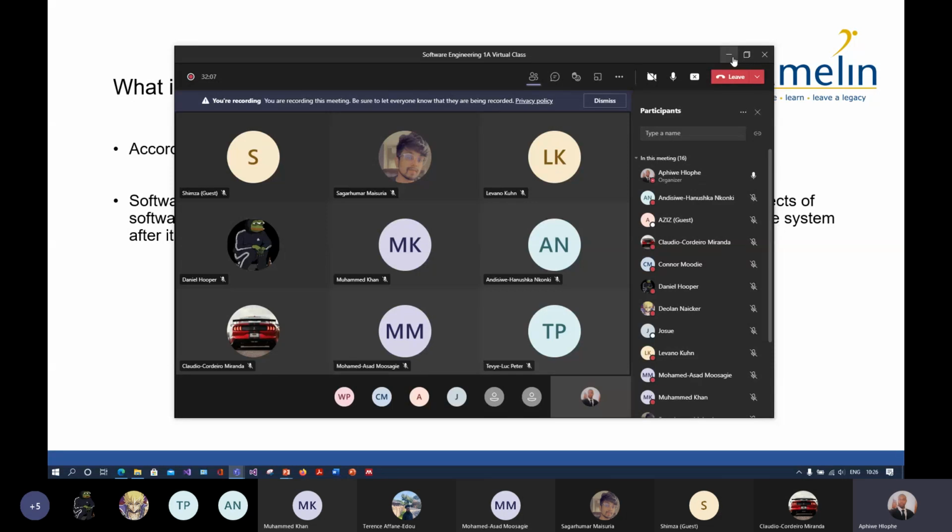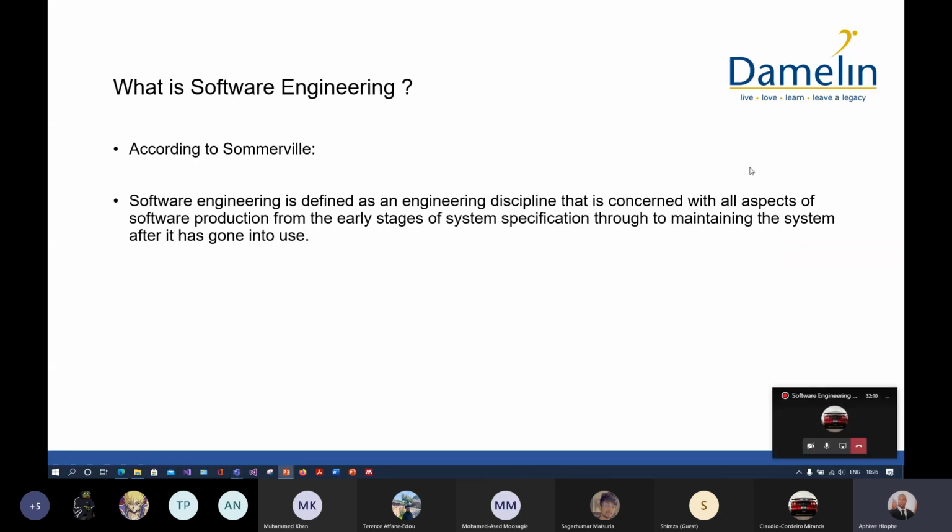Okay, so according to Somerville, that's how we define software engineering. So in the tests and exams and so forth, get used to defining software engineering according to how Somerville does, because that's the prescribed textbook. That's what's in your study guides as well.